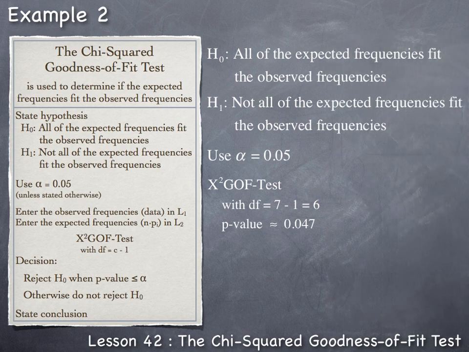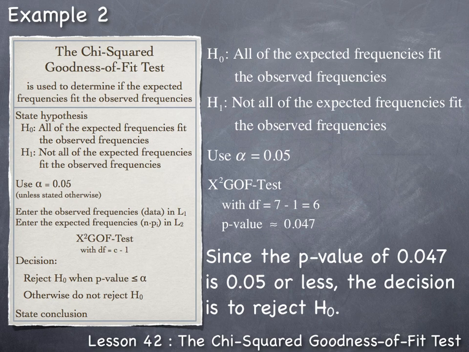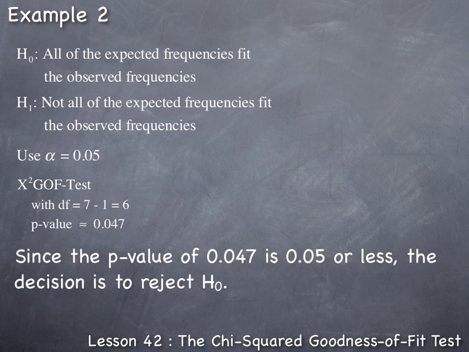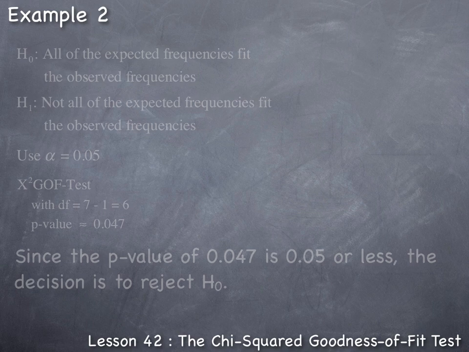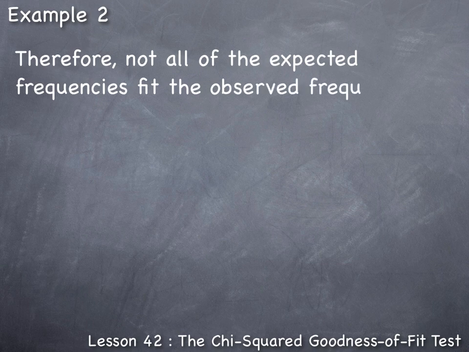So now we could use our p-value to make our decision. Since the p-value of 0.047 is 0.05 or less, the decision is to reject H0. And when we reject H0 in a chi-squared goodness of fit test, this leads us to the conclusion that not all of the expected frequencies fit the observed frequencies. So, based on the results of this test, we can make the following statement. Therefore, not all of the expected frequencies fit the observed frequencies.